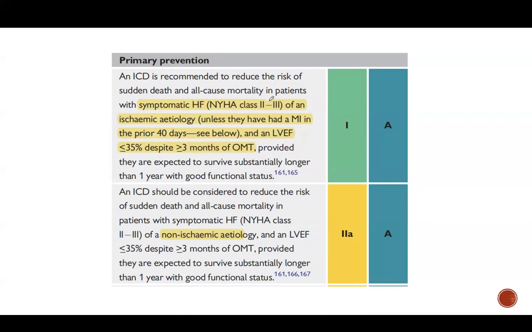So the patient should be both symptomatic as well as have an EF of less than 35% after 3 months of optimal medical therapy. If the patient is not responding, then only is it considered for ICD therapy here, as primary prevention. For non-ischemic etiology, it is a class 2 indication.